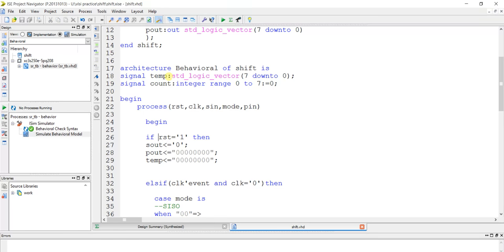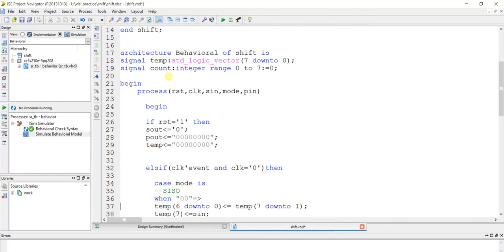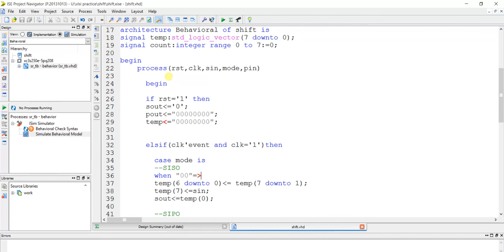As I have told, if my reset signal is 1, then my serial output will be 0, my parallel output will be 0, and I will be loading 0 in my temp register. If my reset is not 1, then the else if condition will be checked, and in the else if I am checking whether my clock is 0. As we are implementing positive edge triggered, I will be writing 1 here. So it will check the positive edge of the clock. If a positive edge of the clock appears, then I am checking which mode I am using. So case mode is, I am checking my mode.